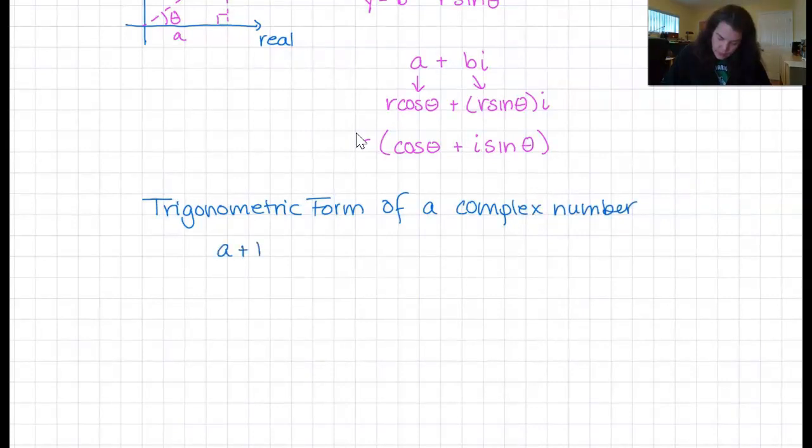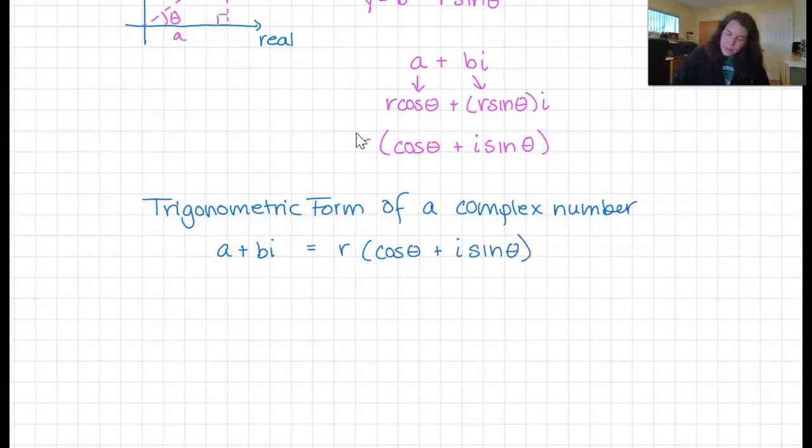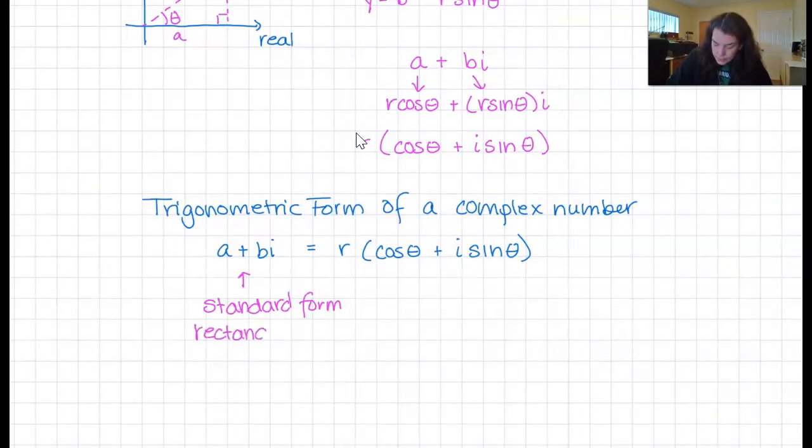A plus bi is r cosine theta plus i sine theta. And just a little vocabulary. This a plus bi is known as standard form, or sometimes you'll hear it called rectangular form.